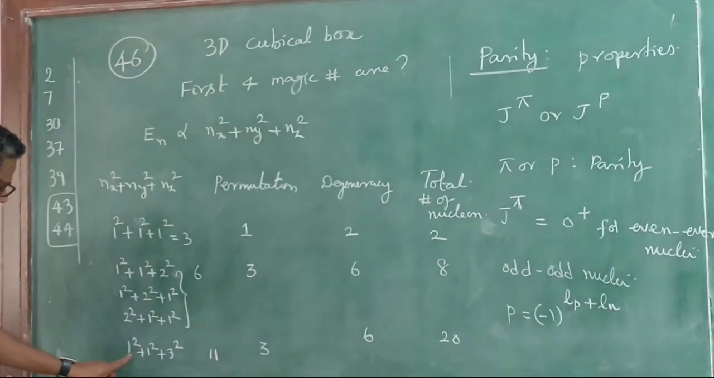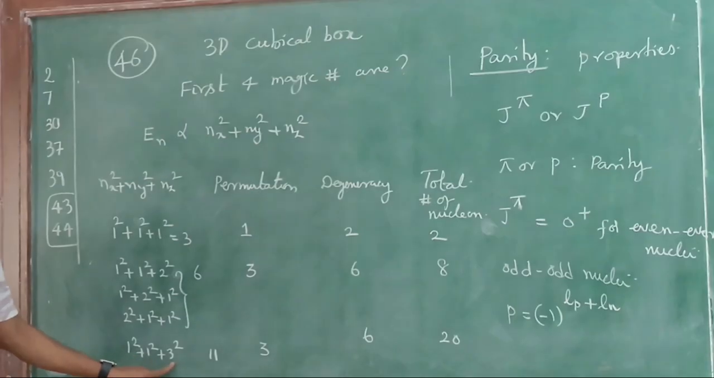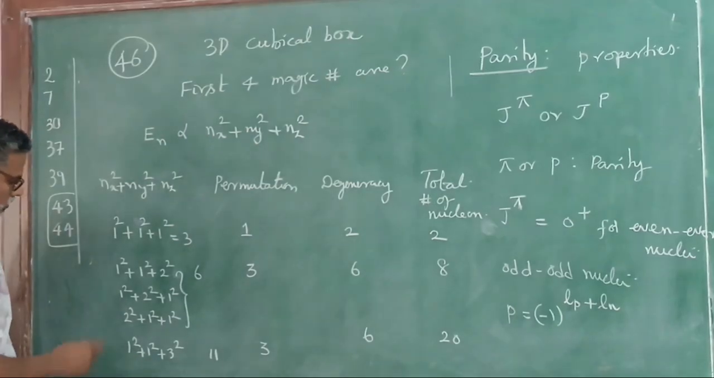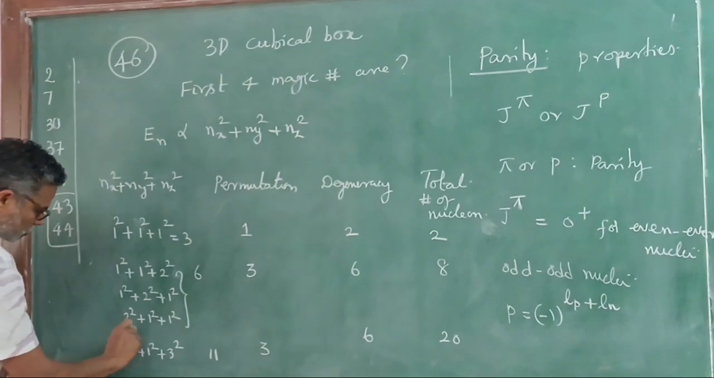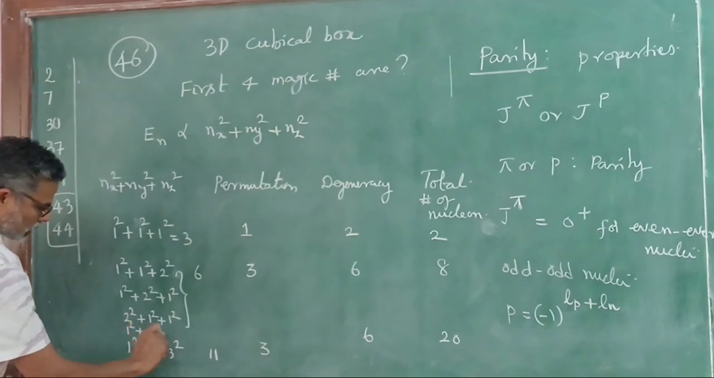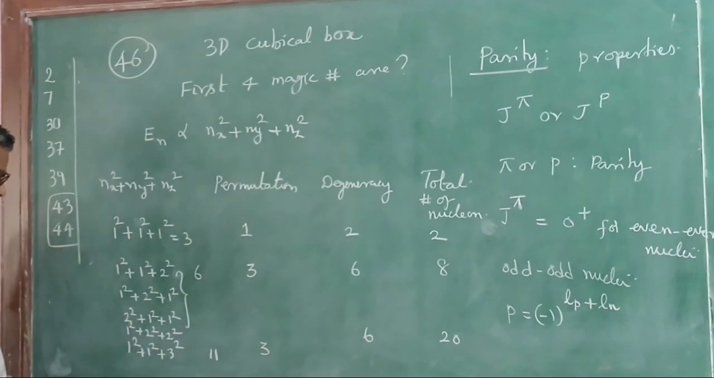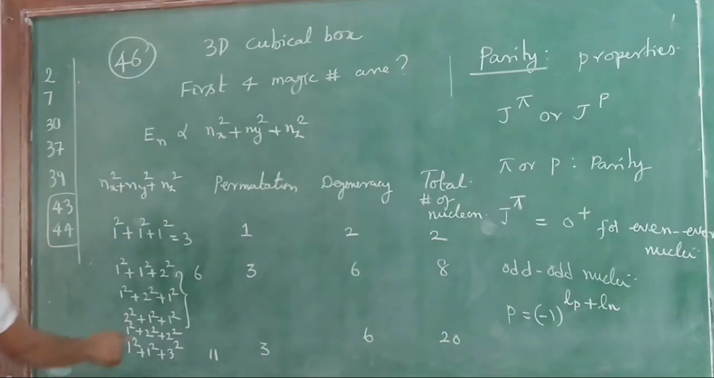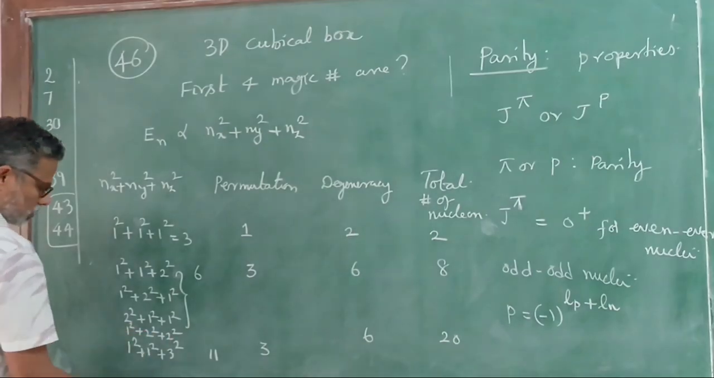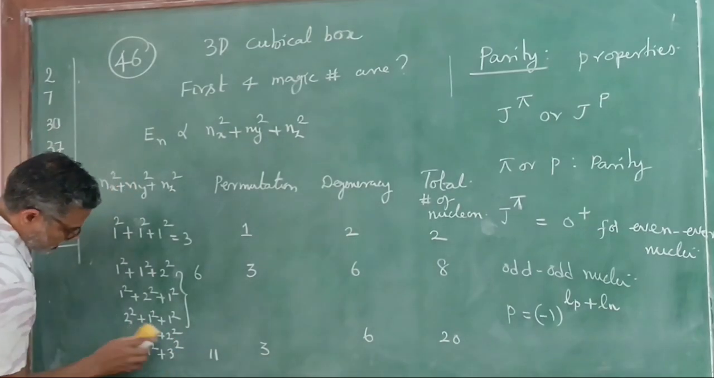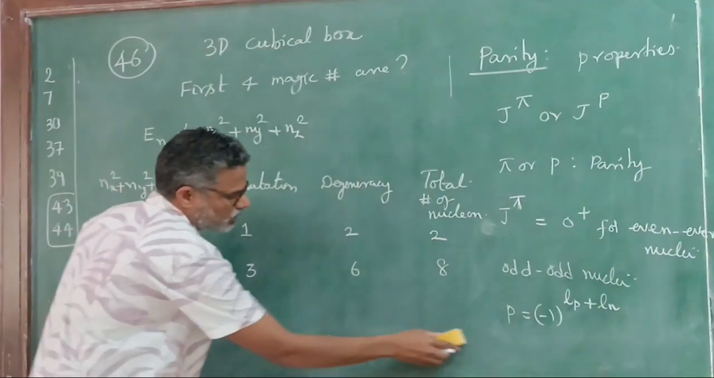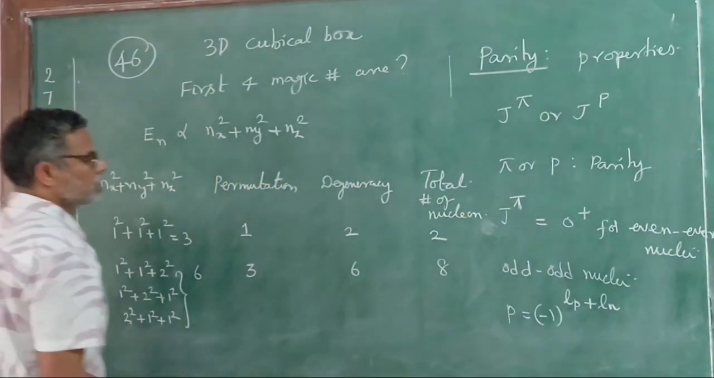1 to 2. But if you do 1 square plus 2 square plus 2 square, what will you get? 9. Then it comes here: 1 square plus 2 square plus 2 square, so 4 plus 4, 8, 8 plus 1, 9. So this should come first. Then it will change.